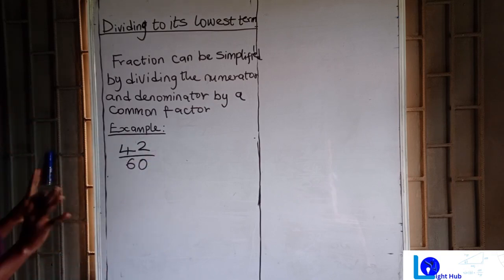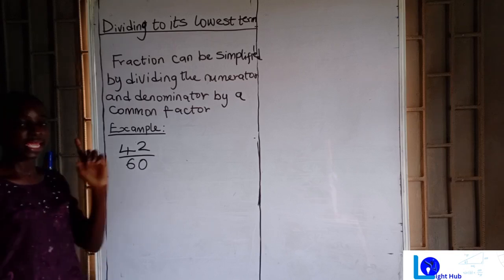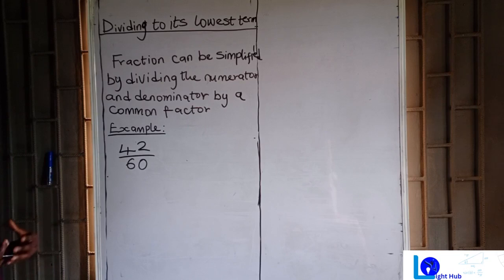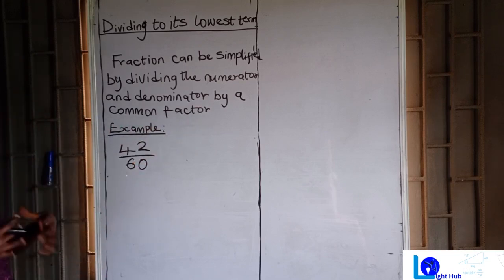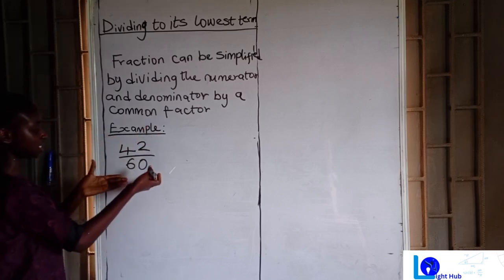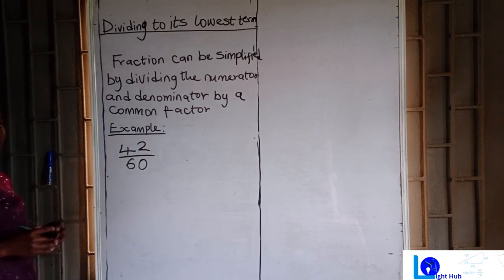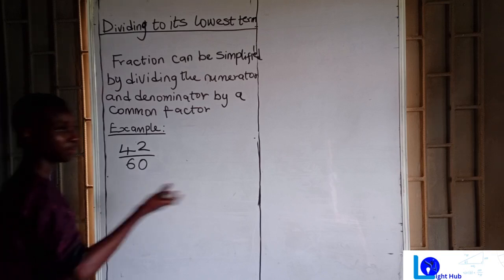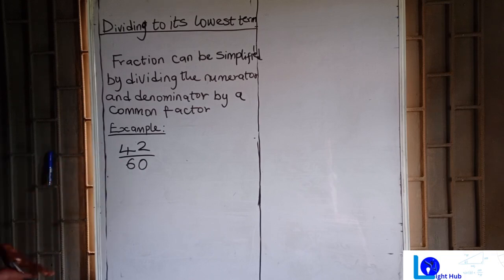A fraction can be simplified by dividing the numerator and denominator by a common factor. In the previous video of day 2, I talked about common factors. Common is an English word, something that is common. A factor that can divide both of them. Just like HCF, where you divide the numbers with a particular common factor. This also applies here. So we want to simplify this to its lowest term.